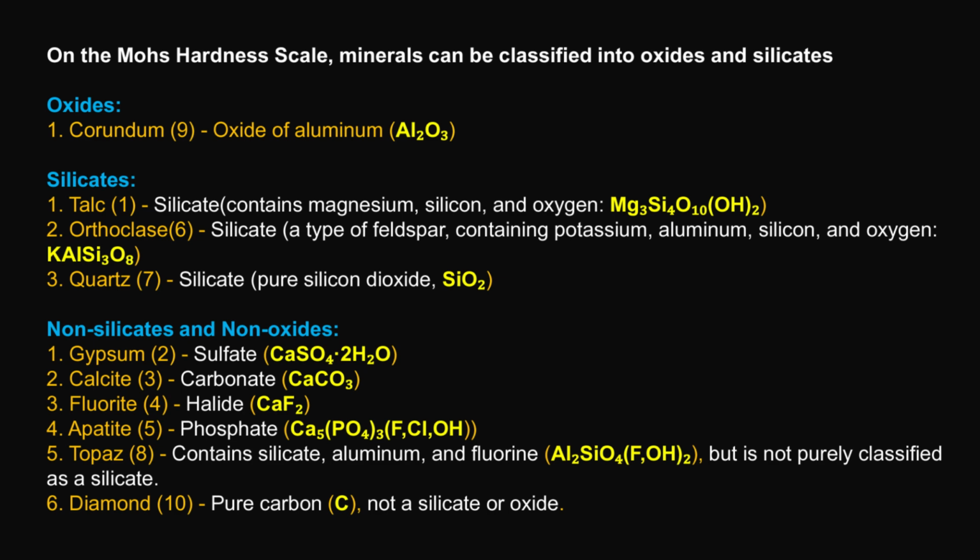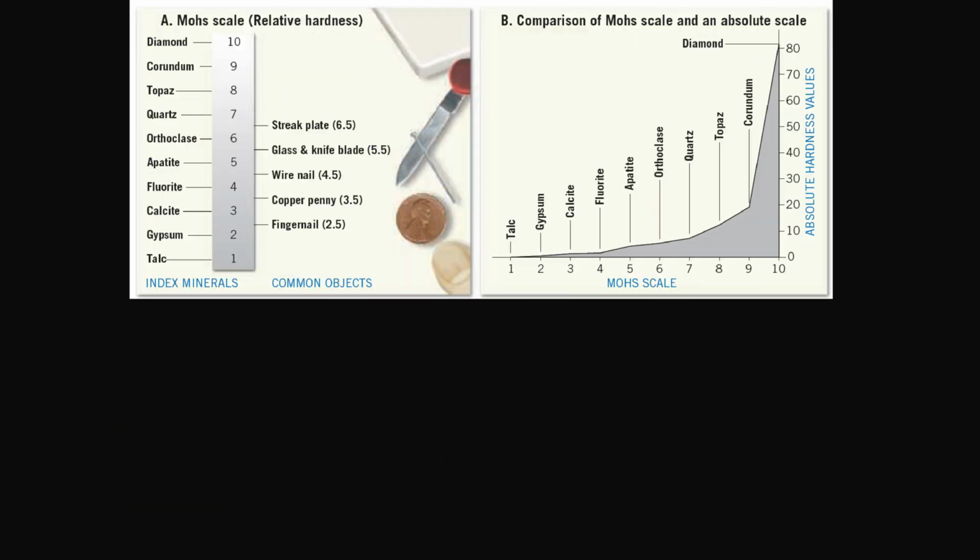Topaz. Although it contains silicate, aluminum, and fluorine, topaz is not purely classified as a silicate. It's a popular gemstone known for its hardness and variety of colors. Finally, we have diamond, the hardest natural substance on Earth with a hardness of 10. Composed of pure carbon, diamonds are prized not only for their beauty but also for their industrial applications.